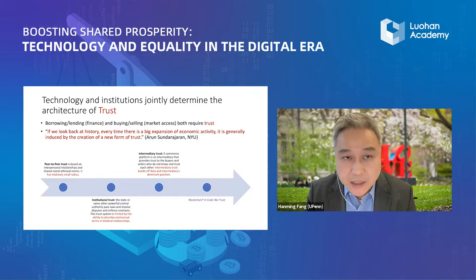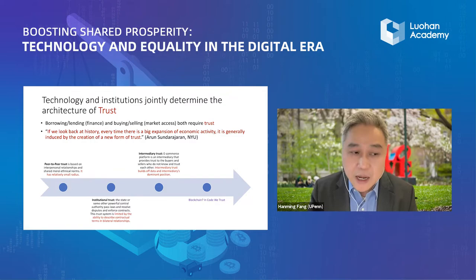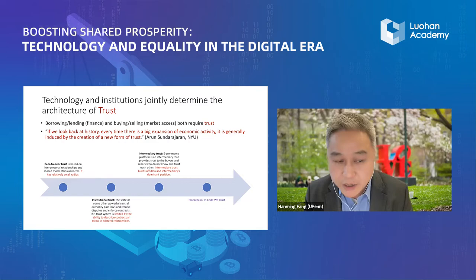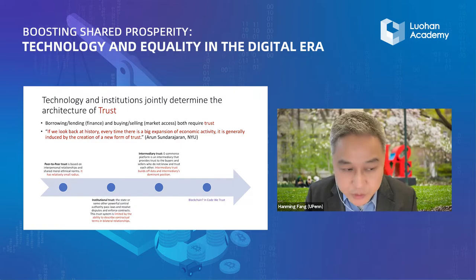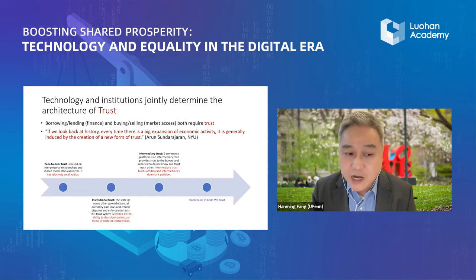And last thing I want to say about technology, how technology may change the market factor prices that ultimately determine the inequality, is that technology and institutions jointly determine the architecture of trust. And we know that borrowing and lending, which is an important part of finance, and buying and selling, which is an important part of marketing, both require trust, especially among strangers, right? So Mike's colleague Arun Sundararajan at NYU once said, if we look back at history, every time there's a big expansion of economic activity, it's generally induced by the creation of new forms of trust. And human society did have an evolution of how trust is being built, right? Early human society relies on peer-to-peer trust: family members, relatives, and people of the same ethnic group and so on. The problem is that it has a relatively small radius. So economic activity typically is constrained by how far the trust can radiate.